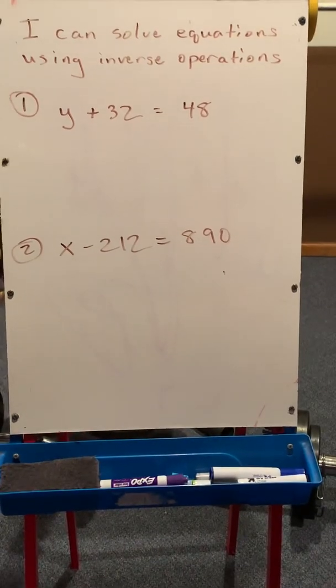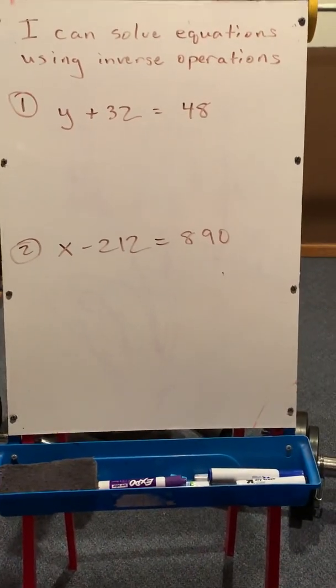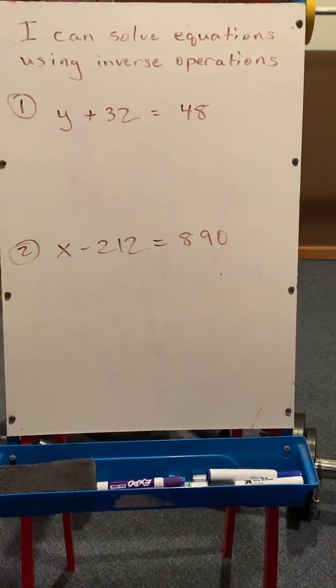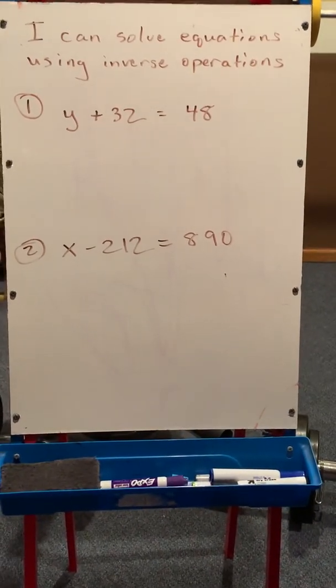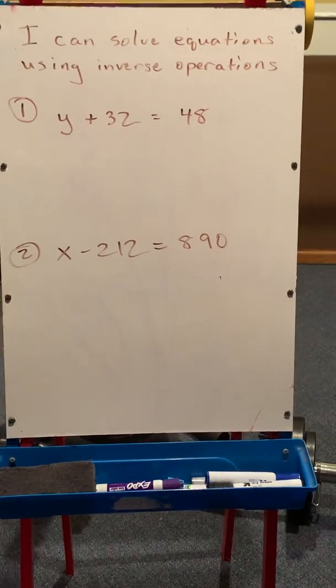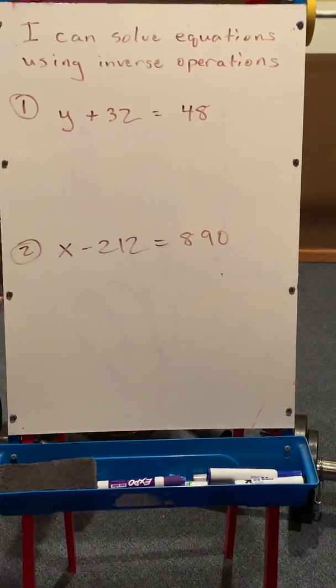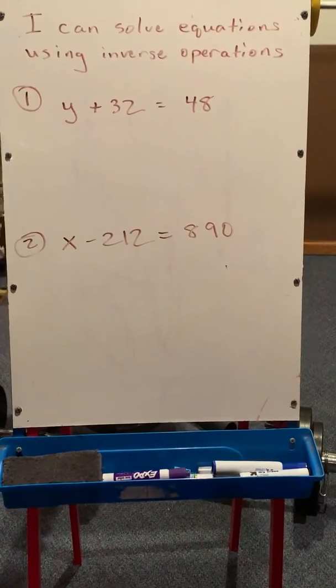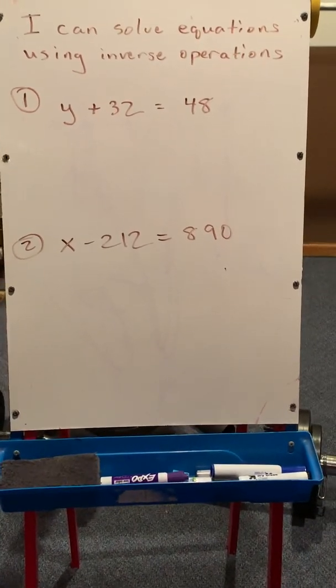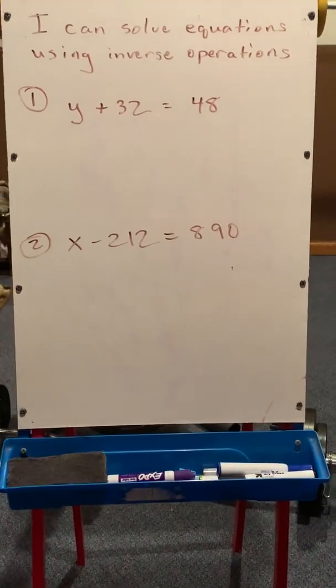Very important lesson here. We're going to talk about the traditional way you'll normally solve equations. I know we've talked about trial and error, pan balance, and bar models, which are all great strategies to develop algebraic thinking. But the most efficient way is to be using inverse operations. So our I can statement is, I can solve equations using inverse operations.